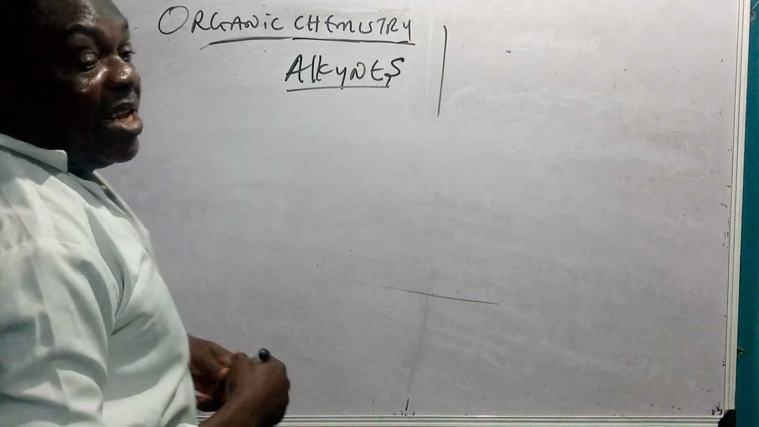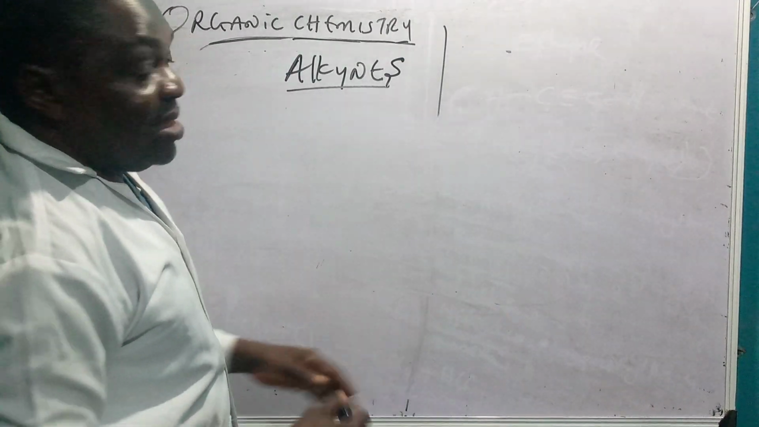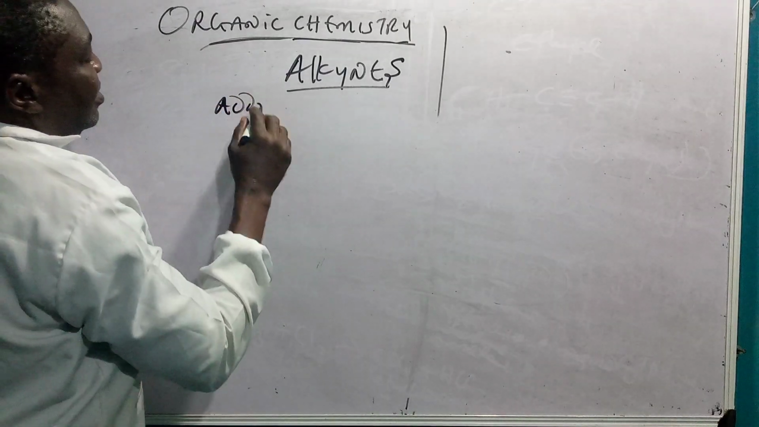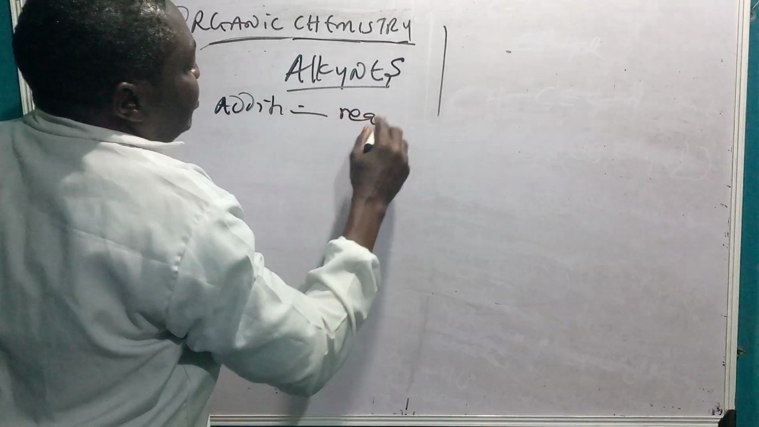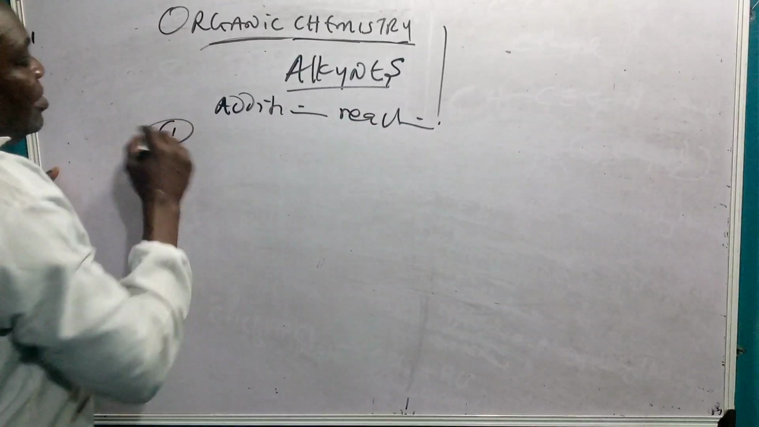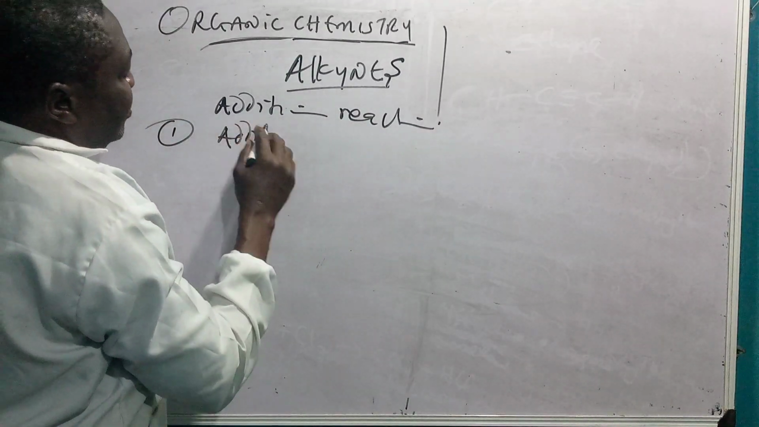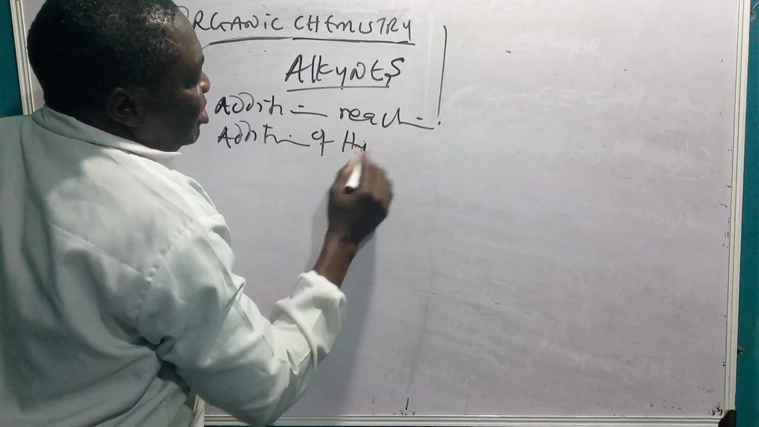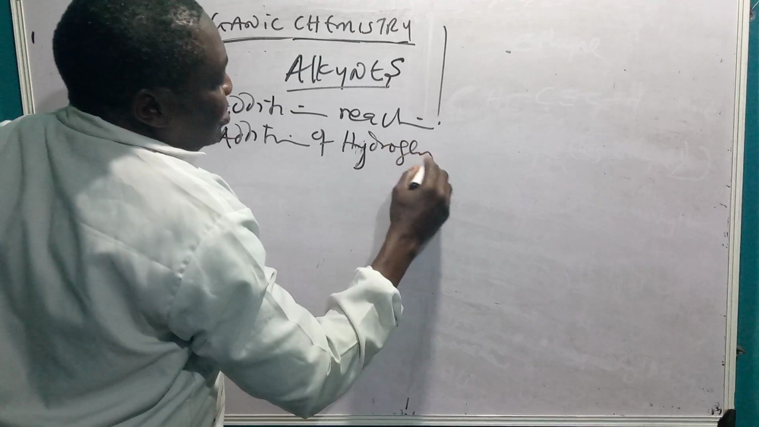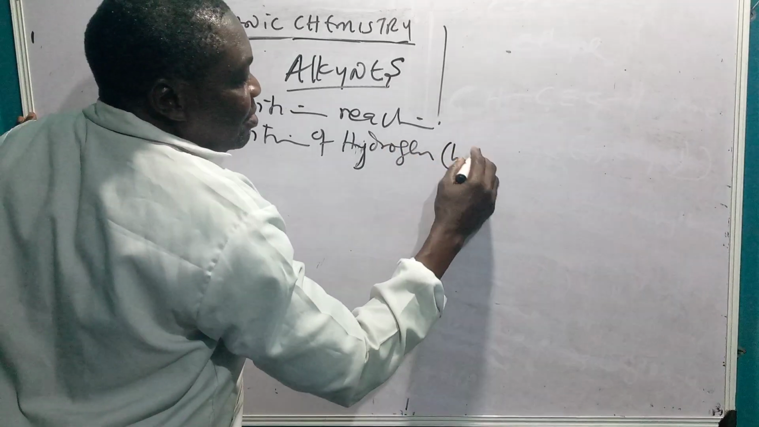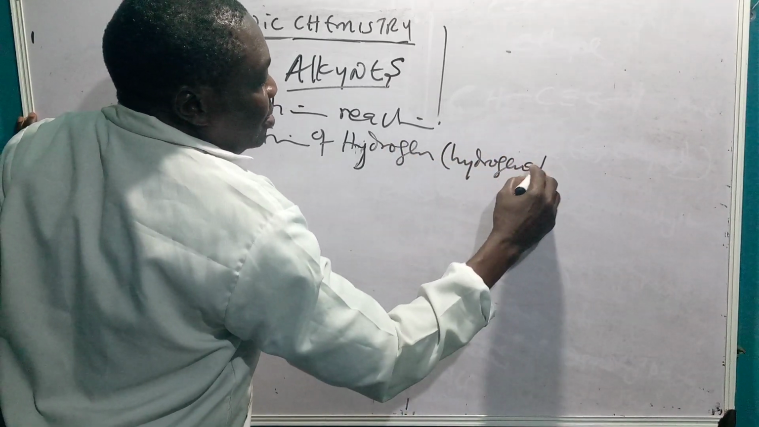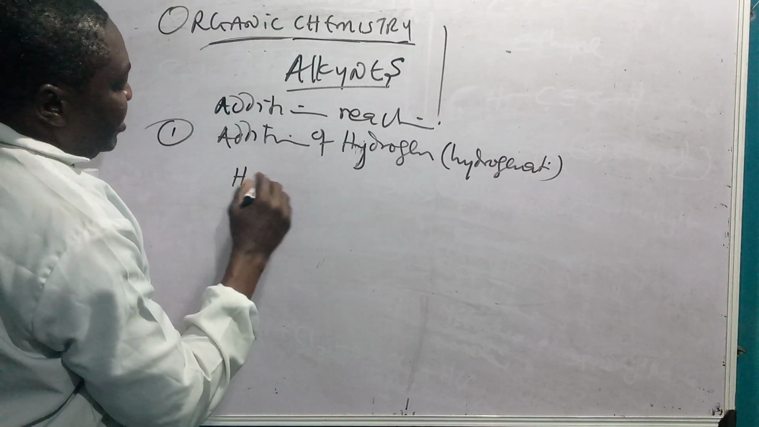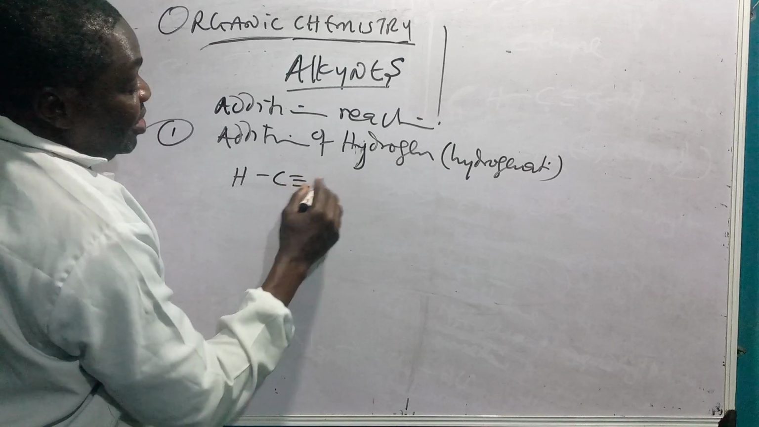Addition reactions. It undergoes more addition reactions than alkene. So let's say addition reaction. Reaction 1. Addition of hydrogen. We call it hydrogenation. For example, let us use the structure. It makes it easier for us to comprehend it.